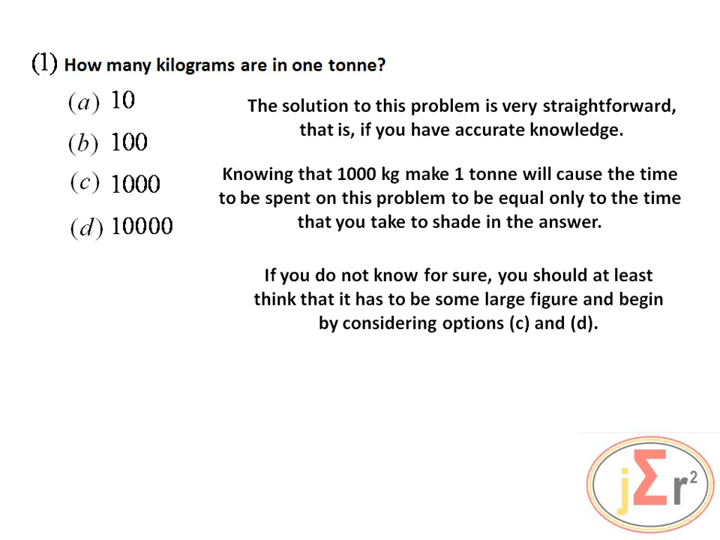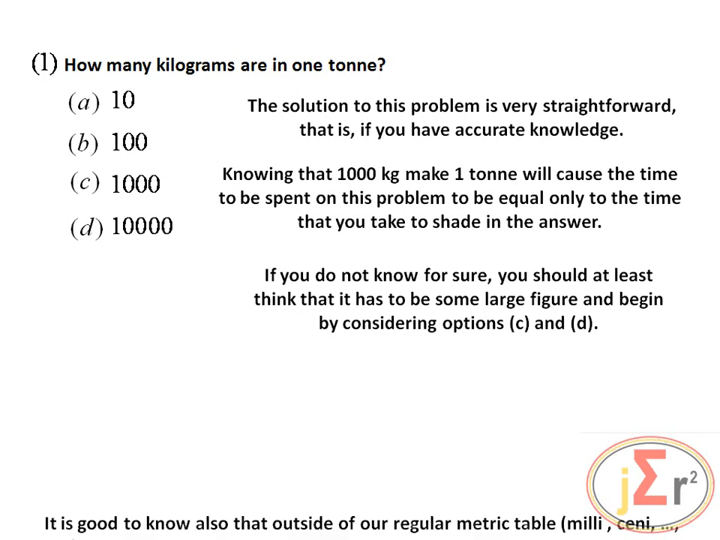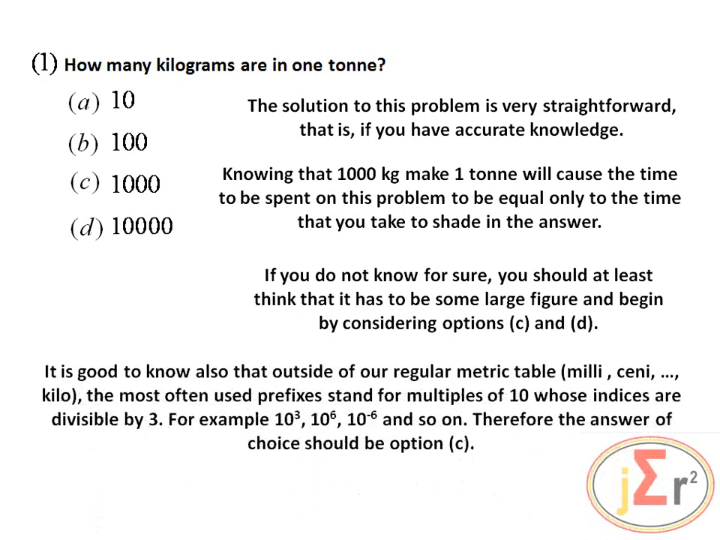If you do not know for sure that 1,000 kilograms make a ton, you should at least think that it is a large figure, and we will be thinking that option C or option D is correct. But how do we decide finally which one is correct?